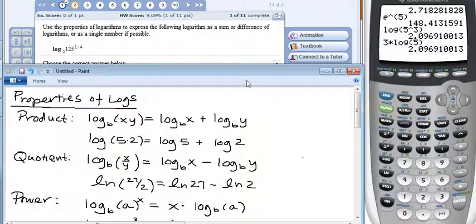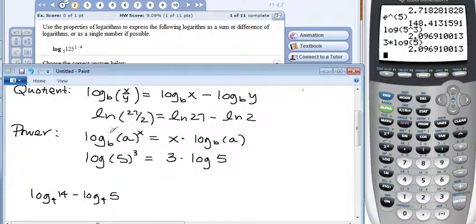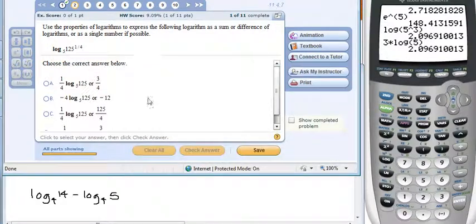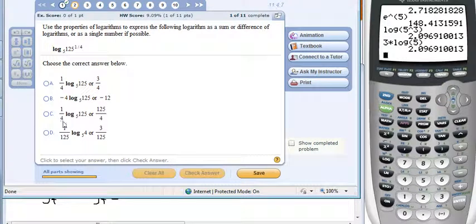All right, so here we have the power rule in effect, correct? If we want to write it as a single log, then we want to get rid of that 1/4 power. That's way up here. That's like in the x spot, so we're going to drop it down. So this should be the same as 1/4 times log base 5 of 125. Let me drop this down so I can see all of them. 1/4 times log base 5 of 125.